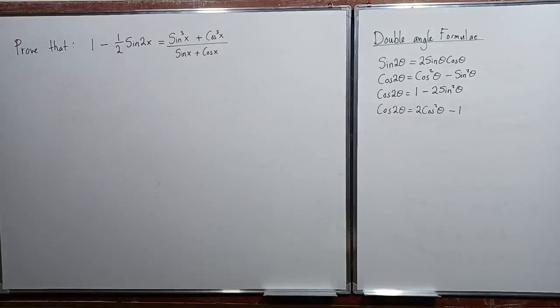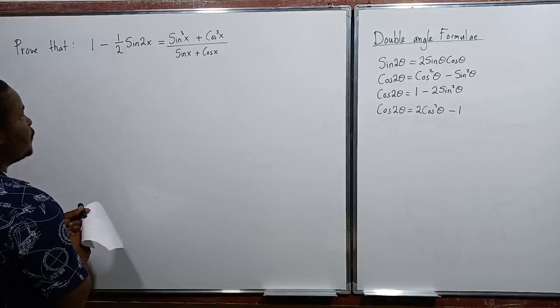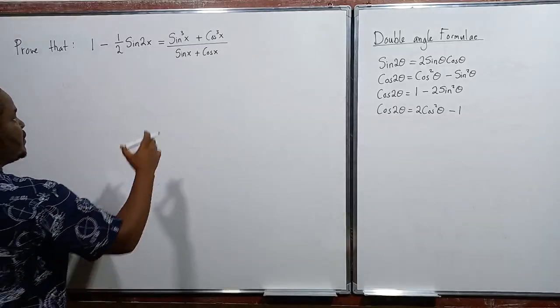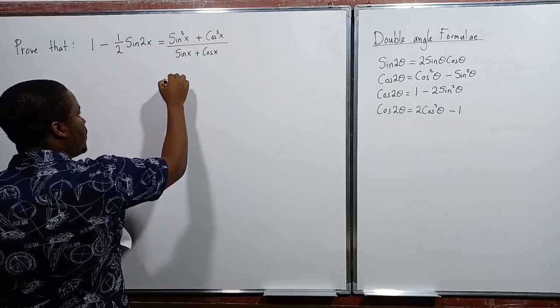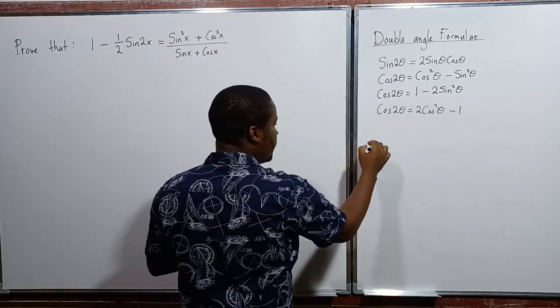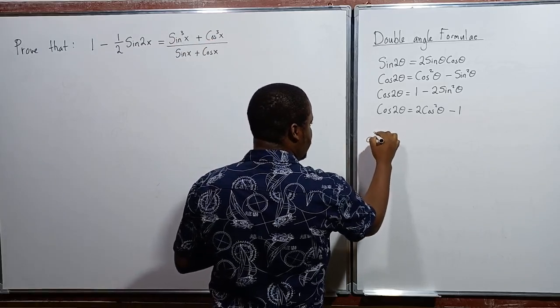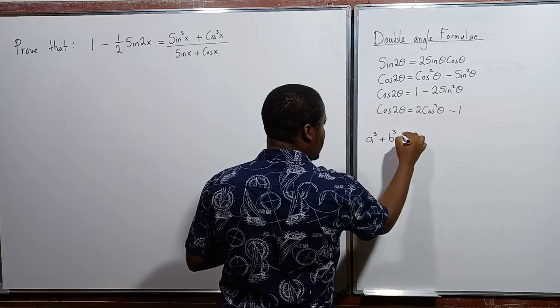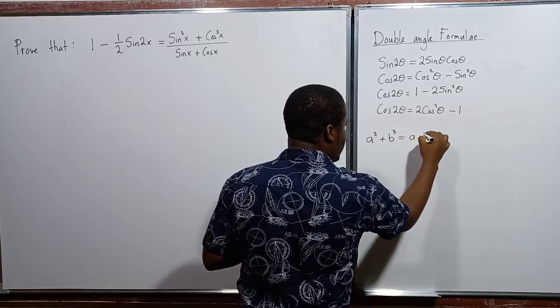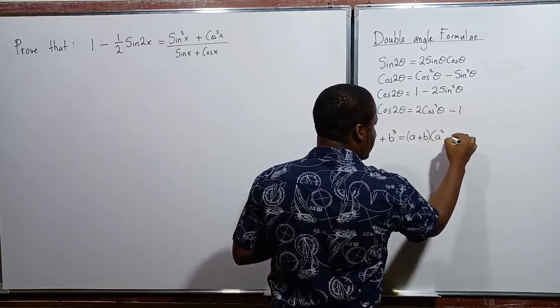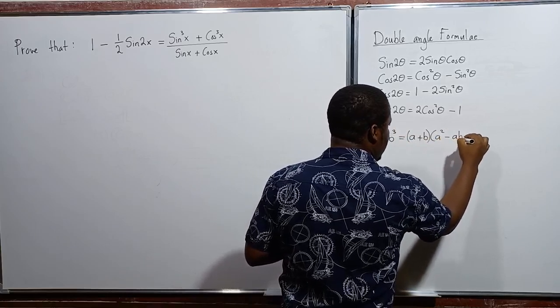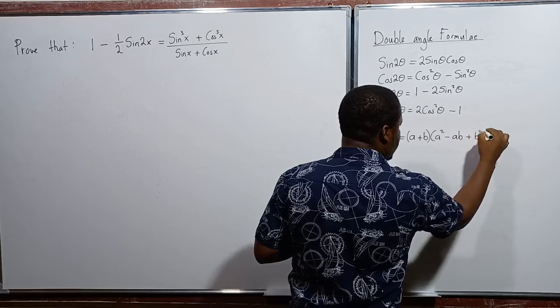Okay, so now we have this identity. Let's see how we can do it. Before we go ahead, we have sine cubed and cos cubed. Here's what you need to know. The expansion of a cubed plus b cubed can be given as a plus b multiplied by a squared minus ab plus b squared.